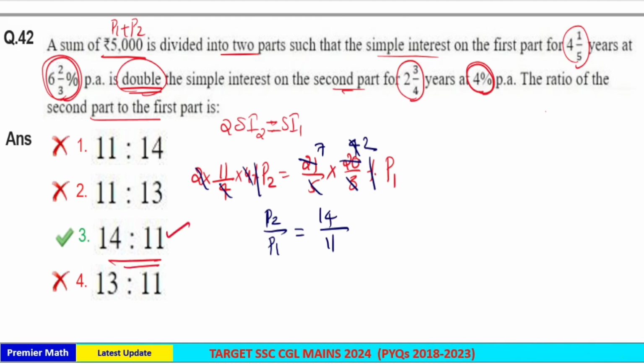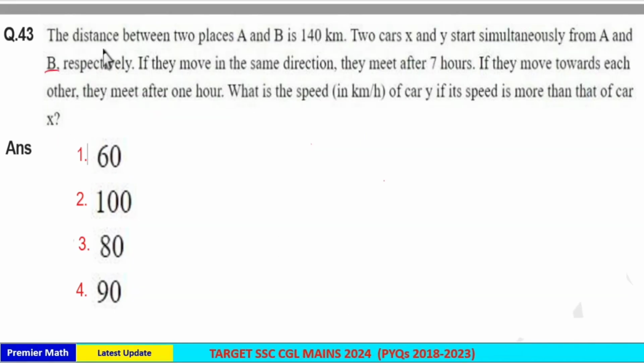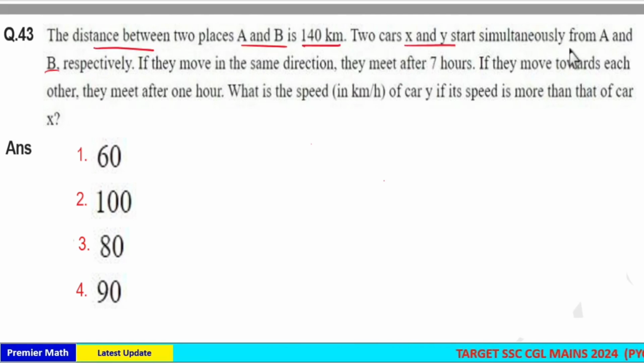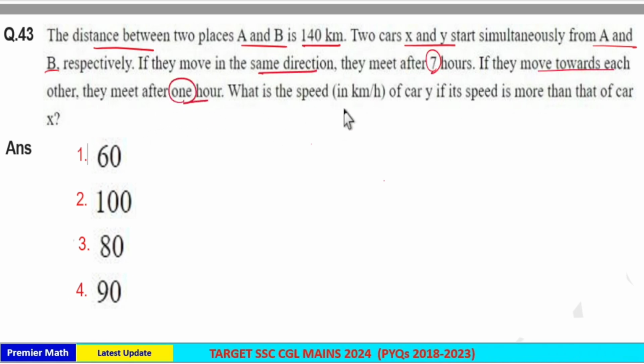3 is your answer. The distance between two places A and B is 140 km. Two cars X and Y start simultaneously from A and B respectively. If they move in same direction, they meet after 7 hours. If they move towards each other, they meet after 1 hour. What is the speed of car Y if its speed is more than that of car X? Here speed of car Y is more than that of speed of car X.